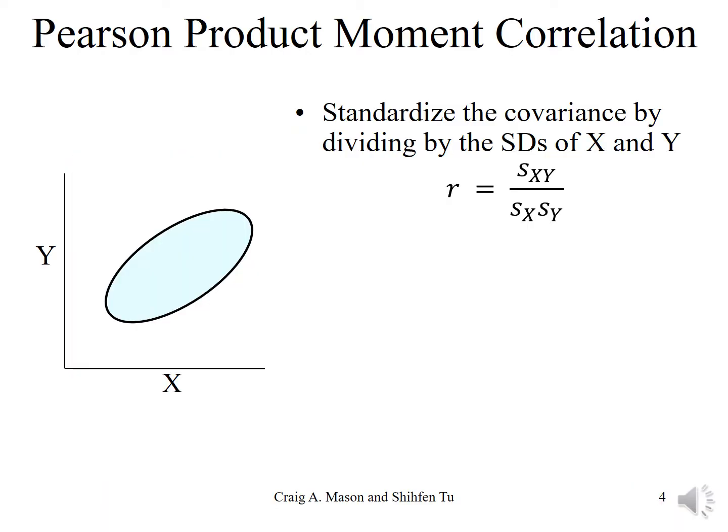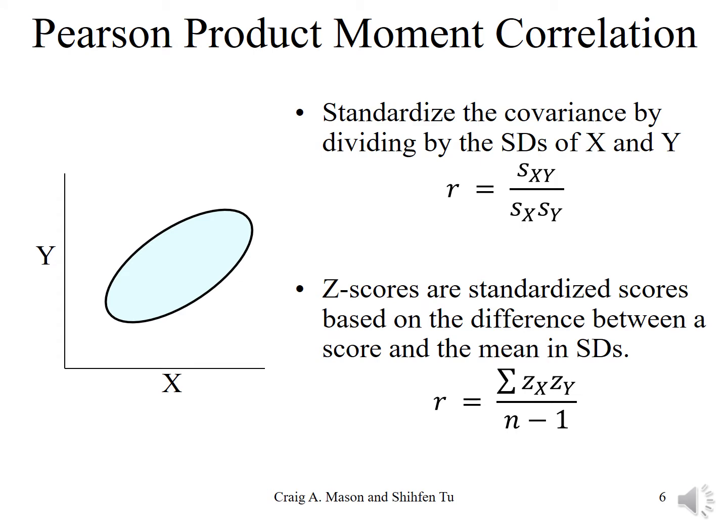We can do this by dividing the covariance by the product of the standard deviation of x and the standard deviation of y. Remember, the covariance is based on the cross products of x and y, so we're dividing by the product of the standard deviations of x and y. We call this the Pearson product moment correlation after Carl Pearson, a mathematician often credited with being the father of modern mathematical statistics, who came up with it in the late 1800s. We'll refer to this as the Pearson R, or just R.